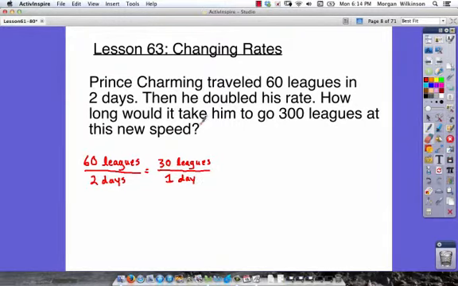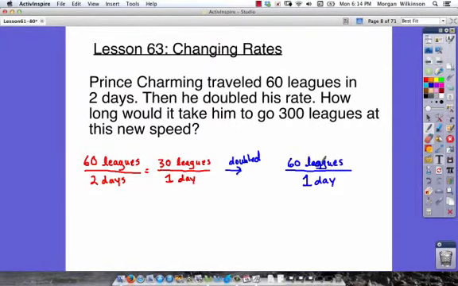Then he doubled his rate. So if Prince Charming doubled his rate, he'd now be going 60 leagues in 1 day. So then he doubled the rate. He's now going 60 leagues, L-E-A-G-U-E-S, 60 leagues in 1 day, going twice as fast. And how long would it take him to go 300 leagues at this new speed?